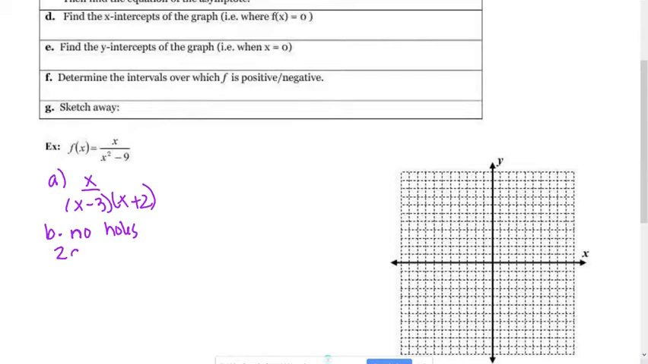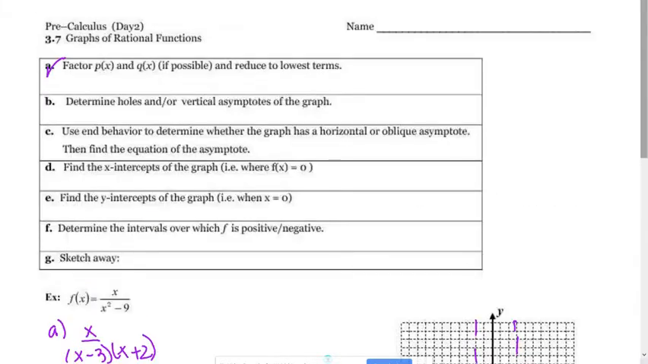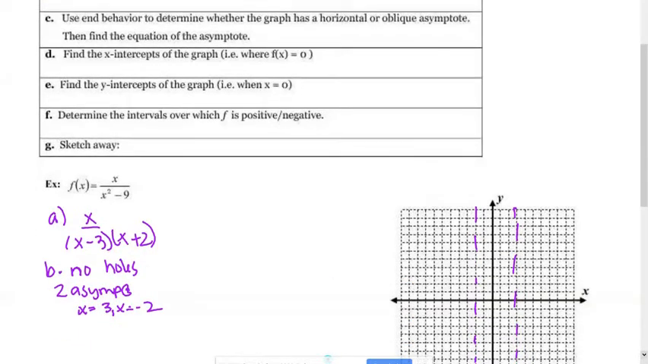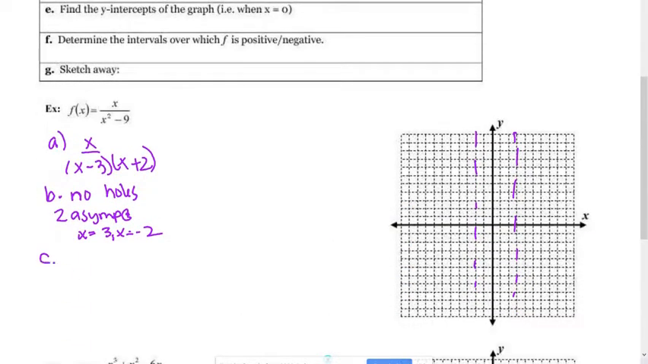This will have two asymptotes at x equals 3 and x equals negative 3. So x equals 3 and x equals negative 3. Okay. Part C says use the end behavior to determine whether it has a horizontal asymptote or oblique asymptote. So C, we have 0x squared over 1x squared, which means our asymptote is going to be at y equals 0.